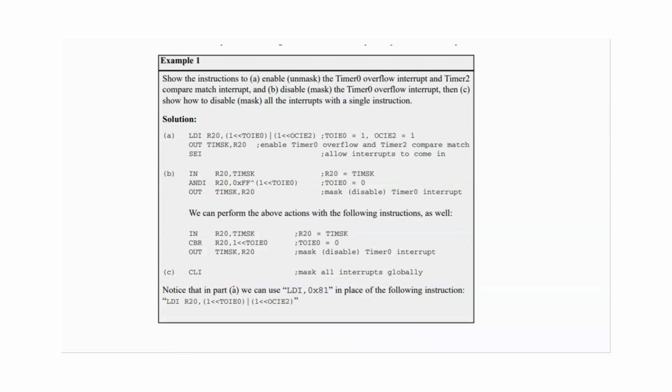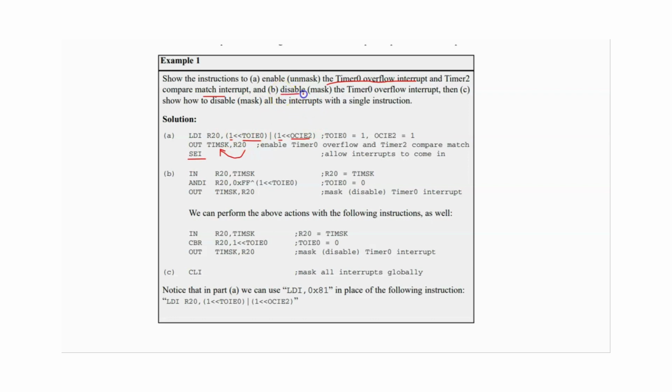So here in this example, there are some practices for enabling and disabling interrupts. In task A, it was required to enable the timer 0 overflow interrupt and the timer 2 compare match interrupt. Accordingly, the bits mentioned in the previous slide about the TIMSK register are made high. After doing this, these values are loaded into the TIMSK register, and then this is the global level interrupt SEI, bit 7 of the status register.